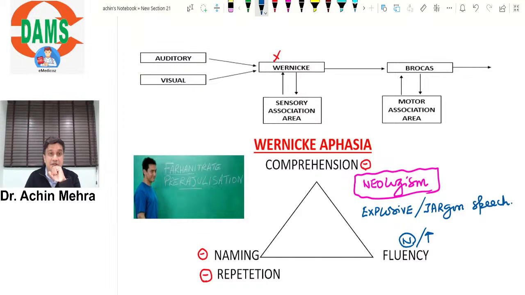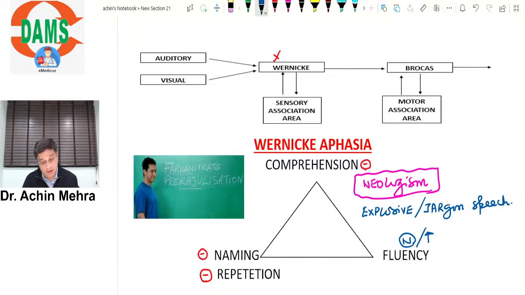Explosive or jargon speech, right? Now, what do you mean by this? Wernicke's area, remember, always inhibits the Broca's area. If the inhibition is gone, the Broca's will just work on its own, in a way, producing explosive or jargon speech.